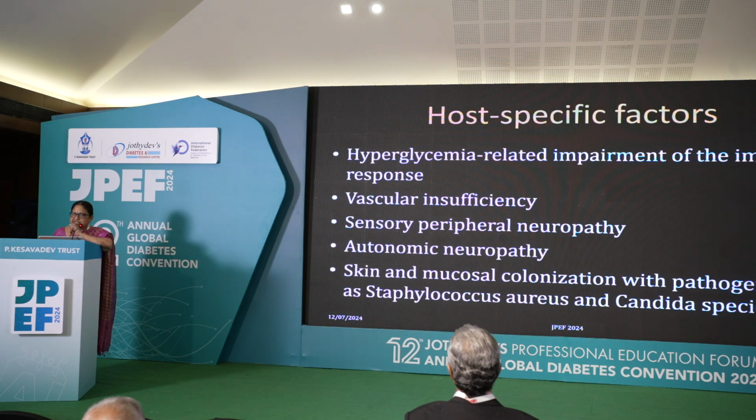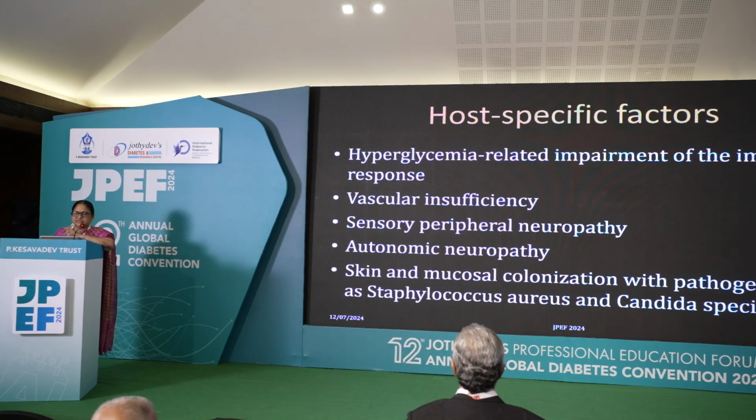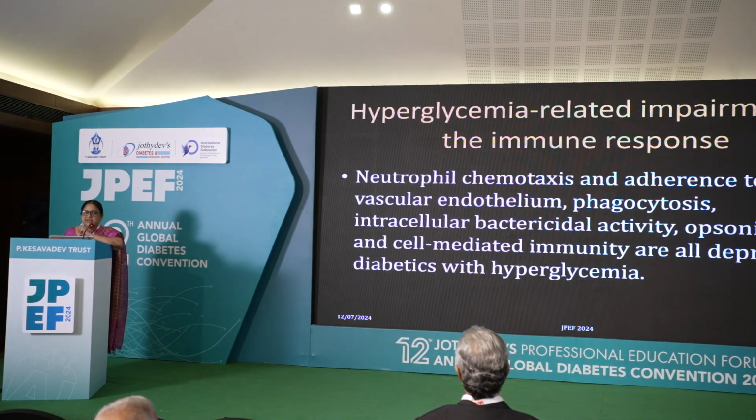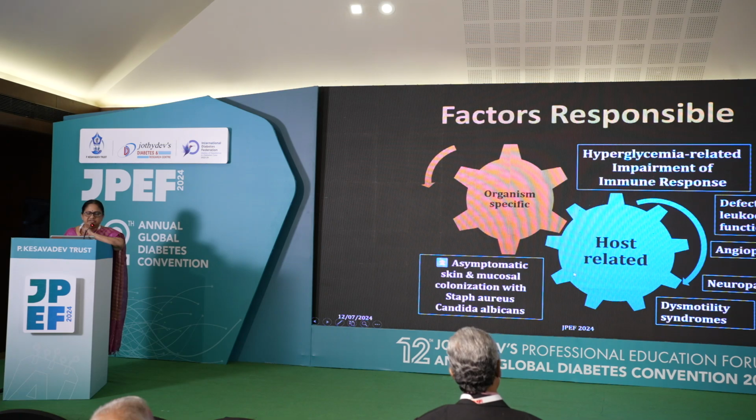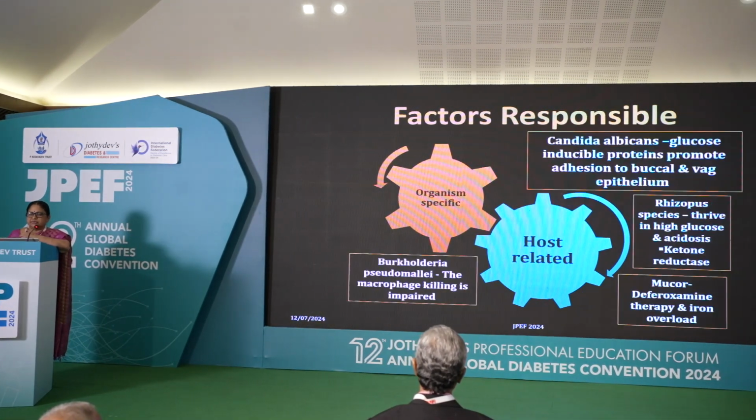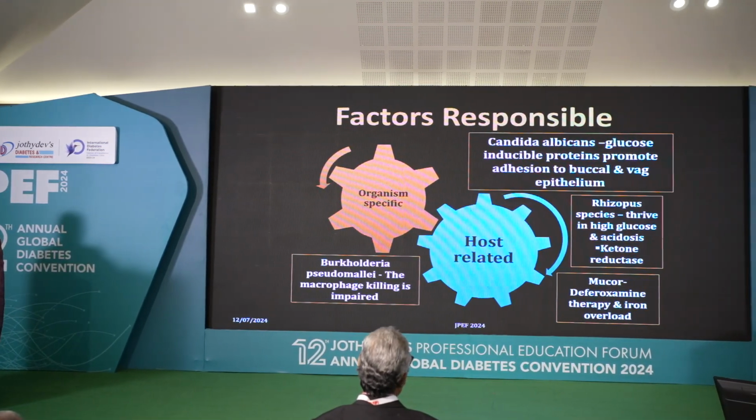Why is there a higher predilection for infection in diabetic patients? There are host-specific factors and hyperglycemia-related impairment of the immune response. The factors responsible are hyperglycemia-related impairment of immune response, defects in leukocyte function, angiopathy, neuropathy, and dysmotility syndromes, all predisposing to infection. More than that, there is increased asymptomatic skin and mucosal colonization with Staph aureus and Candida albicans. Skin is the most protective organ, and if there is any breach in the skin, patients are more predisposed to developing infections.